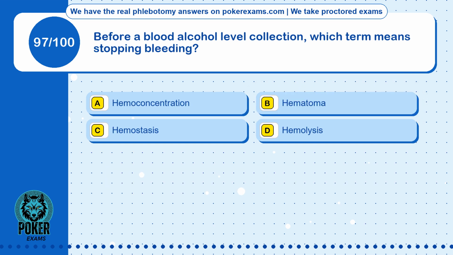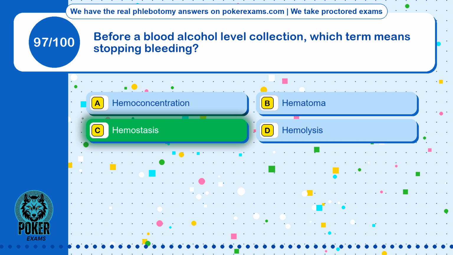Question 97. Before a blood alcohol level collection, which term means stopping bleeding? Option A. Hemoconcentration. Option B. Hematoma. Option C. Hemostasis. Option D. Hemolysis. The correct answer is option C. Hemostasis.